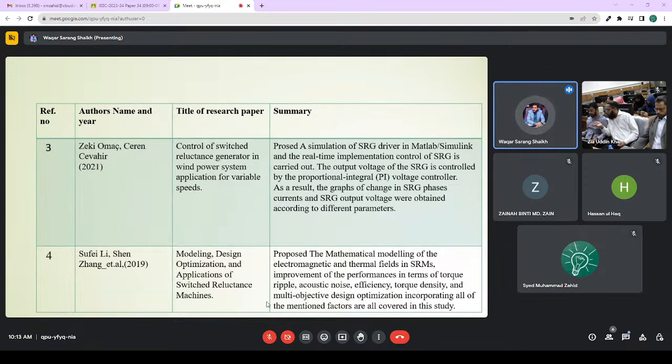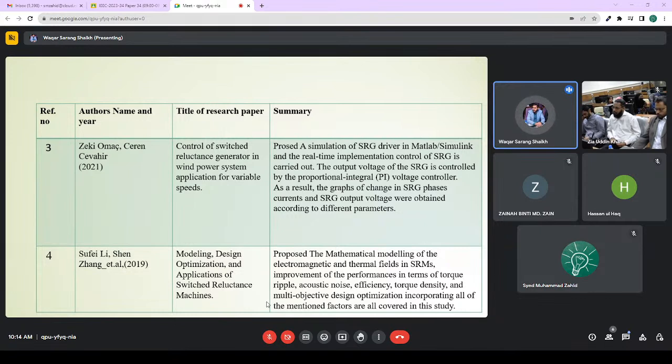Control of switch reluctance generator and wind power system application for variable speed. Propose a simulation of switch reluctance generator drive in MATLAB for simulation and real-time implementation. Control of the switch reluctance generator is carried out. The output voltage of the switch reluctance generator is controlled by a proportional integral voltage controller. As a result, the graphs of change in switch reluctance generator phase currents and output voltage are obtained according to different parameters.